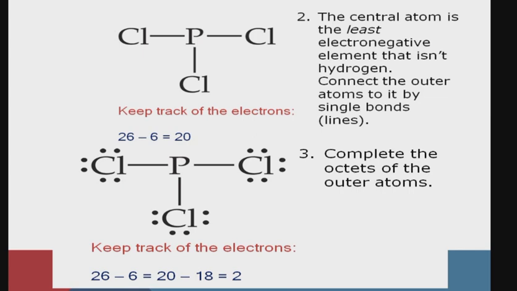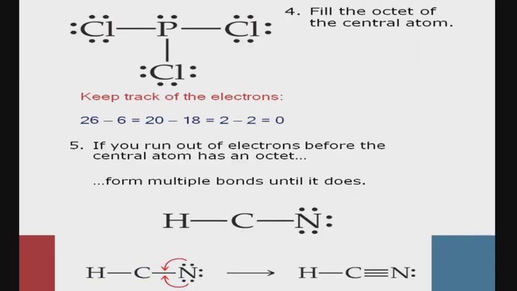3. Complete the octets of the outer atoms. 4. Fill the octet of the central atom. 5. If you run out of electrons before the central atom has an octet, form multiple bonds until it does.